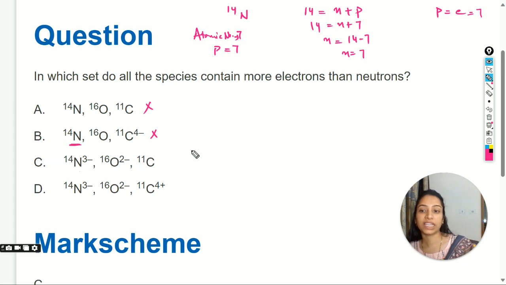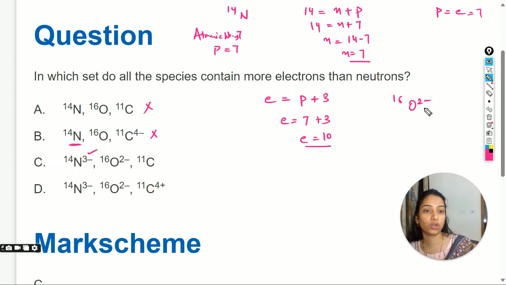Next is 14N with 3 negative charge. 3 negative charge means number of electrons are more than the number of protons by 3. So number of protons are, we have already written here, 7. So number of electrons will be equal to 10. So here you can see that number of electrons are 10 and number of neutrons are 7. Number of electrons are more than number of neutrons. So this is right. Next is 16O2 negative.